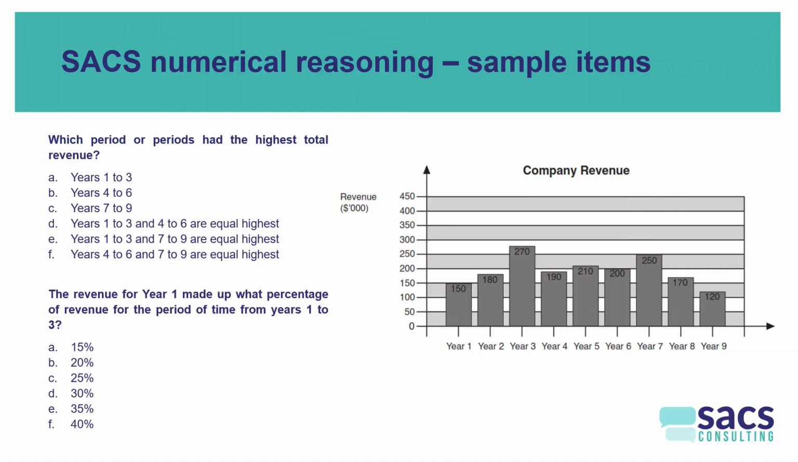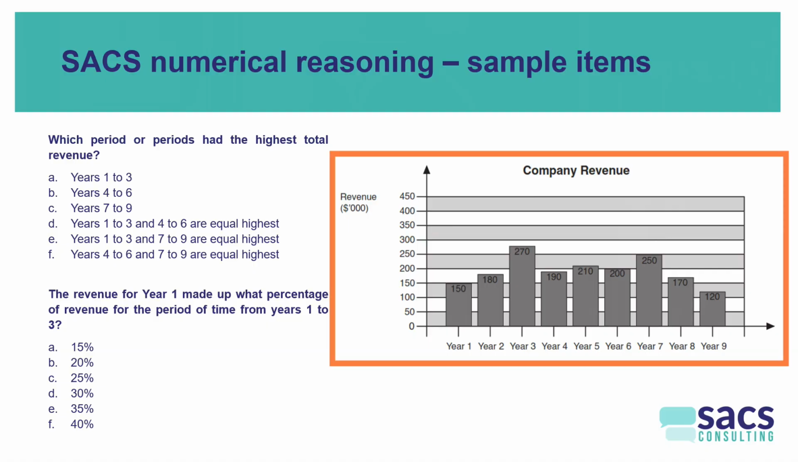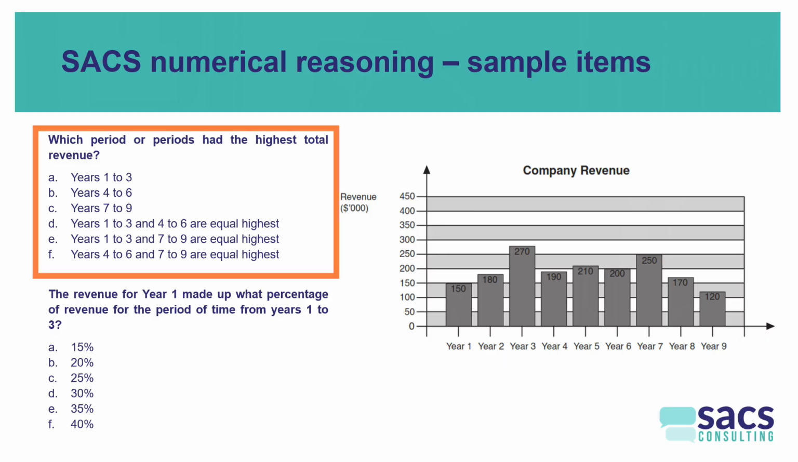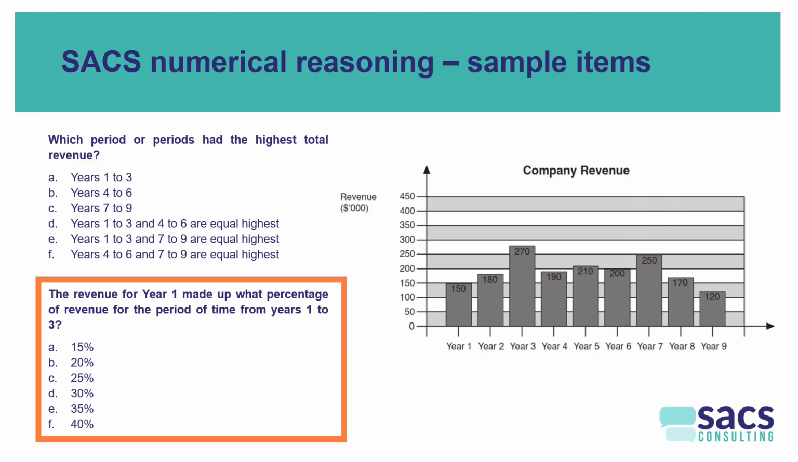And you'll see that the task here is that you have this graph on the right-hand side, which deals with company revenue, and you can see the numbers in that company revenue graph, year 1 up to year 9, and you're asked which period or periods had the highest total revenue, and you'll see 1 to 3, 4 to 6, and so forth. So you need to add up the revenues to be able to make that judgment. And then the second question, the revenue for year 1 made up what percentage of revenue for the period of time, years 1 to 3, and you've got a choice between 15 up to 40%.